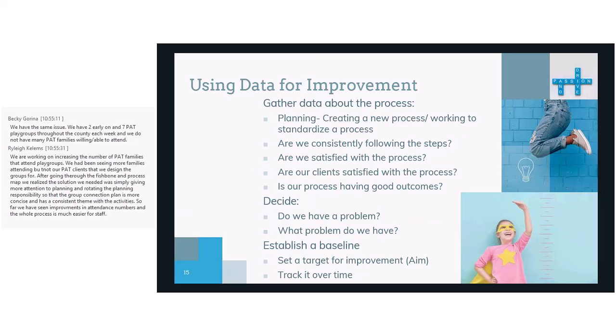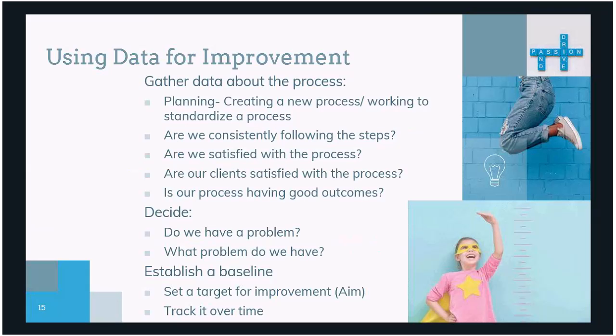So as you move through using data for improvement, again, you use it in both quality planning and quality improvement. Especially in quality planning, you're going to move through gathering data about the process. You may need to create a new process, or I know many of you have found that you thought that there was a process, but it wasn't standardized across different staff members or between different sites of your program. There's always a learning curve when you're gathering data about the process, about finding out exactly what is happening.